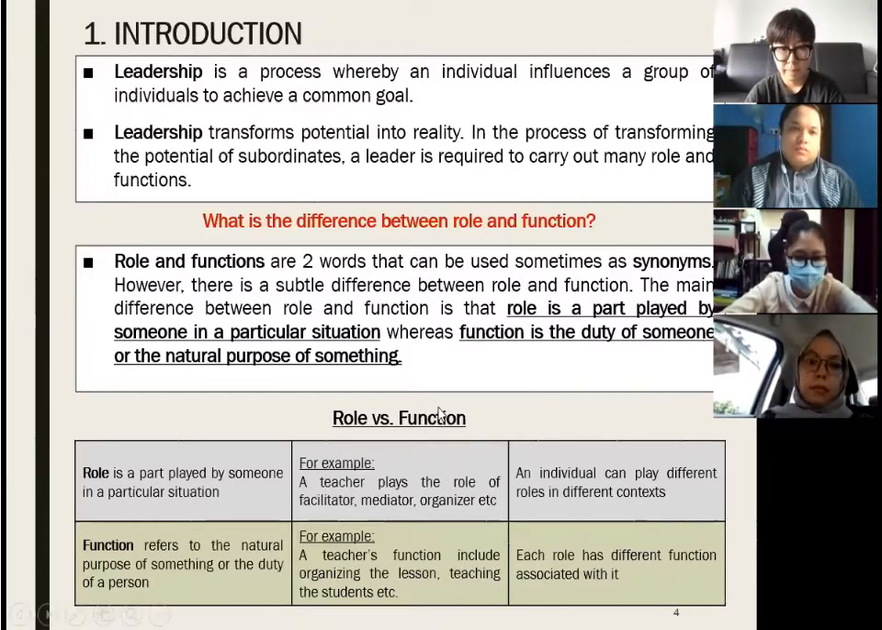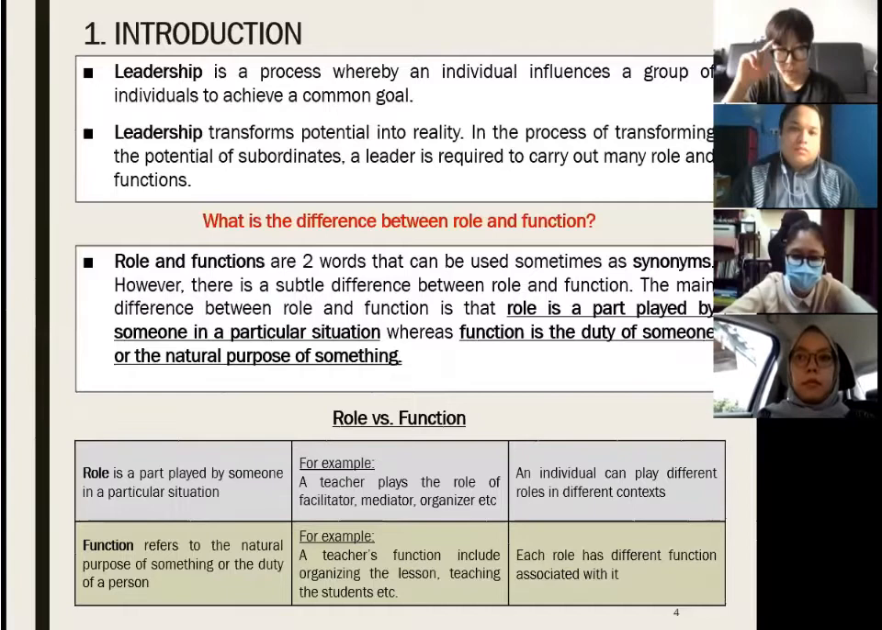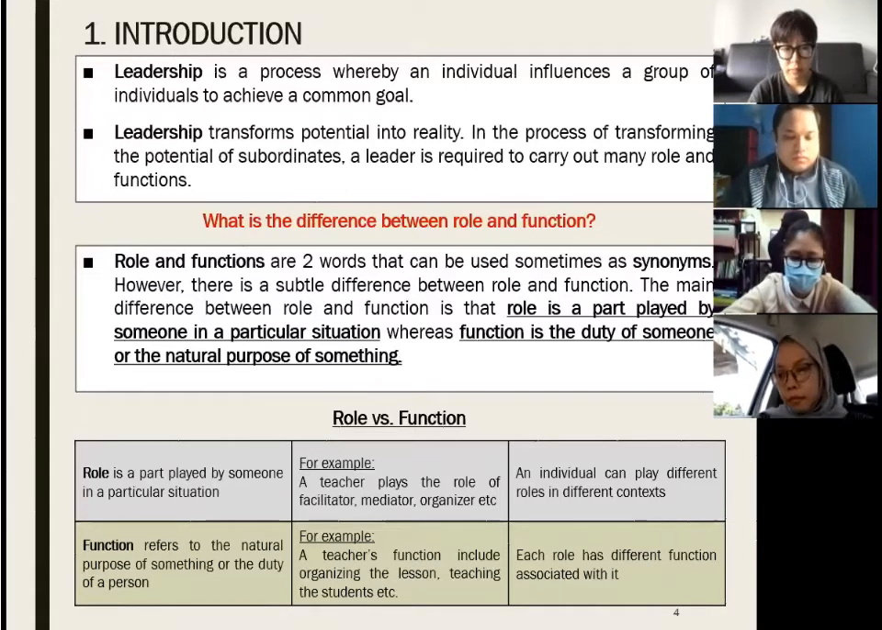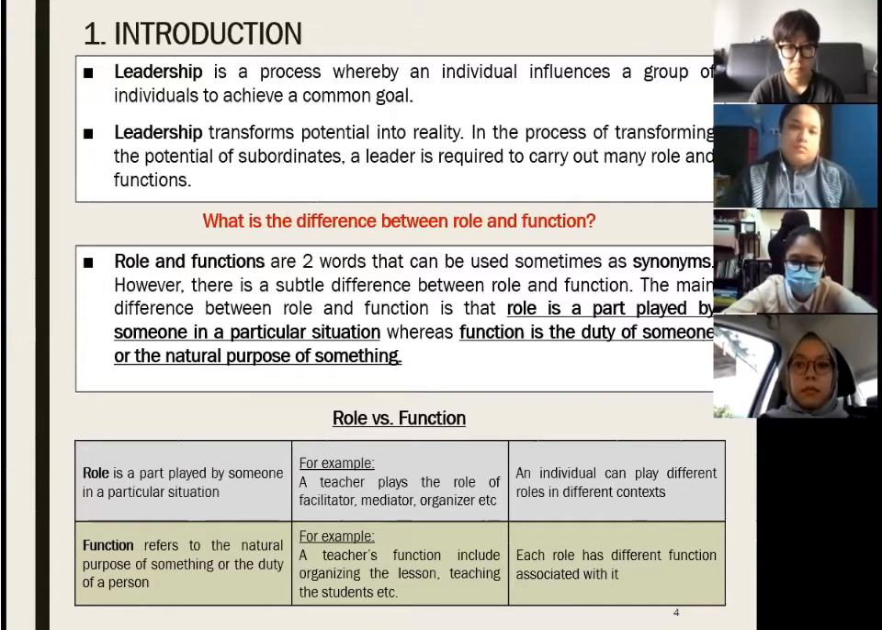But what is the difference between role and function? In bahasa, actually, role is peranan, whereas function is fungsi. Role and function are 2 words that can sometimes be used as synonyms. However, there is a subtle difference between role and function. The main difference is that a role is a part played by someone in a particular situation, whereas the function refers to the natural purpose of something or the duty of a person.